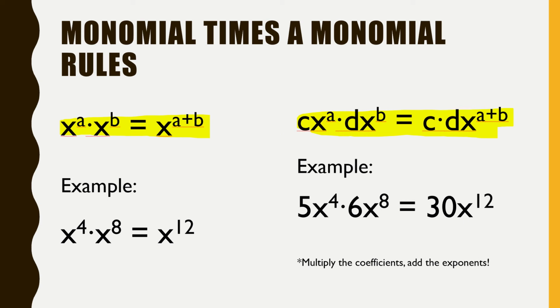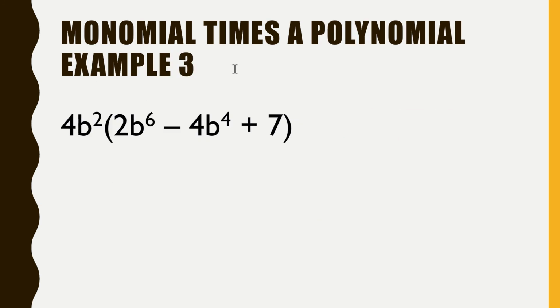All right, everyone, let's move on to the next example. Here we have a monomial times a polynomial, and let's take a look at this example. Here we have a monomial, 4 times b to the 2nd power, and this would be a trinomial. It has 3 terms, 1, 2, 3. So 4b to the 2nd power would be this monomial, and 2b to the 6th power minus 4b to the 4th power plus 7 would be the trinomial. And you're asked to multiply these two. So how are we going to do that?